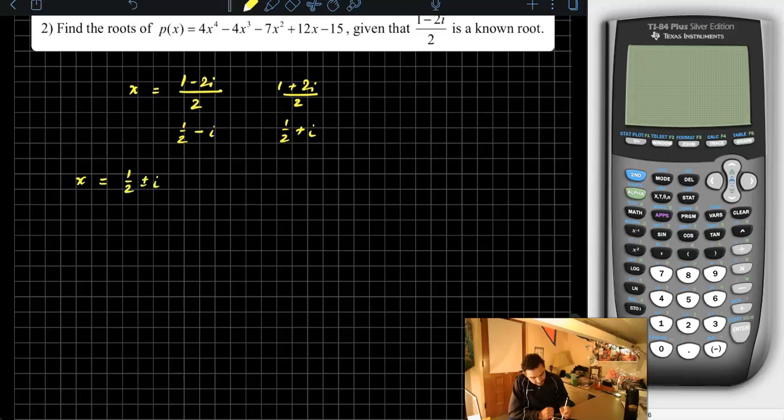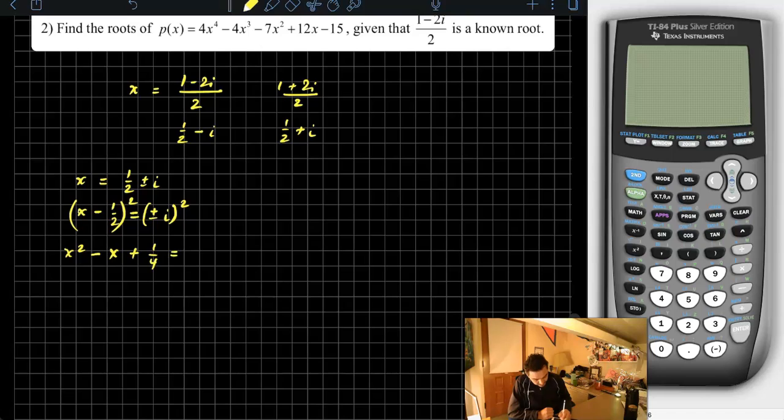minus i is a root, one quick way to get the quadratic factor that generates these two roots is to subtract the real portion over, leave the plus or minus imaginary portion on one side, and then square both sides. So on this side we get x minus 1/2 squared. Oh, sorry, 1/2 squared. So just x squared minus x plus 1/4.